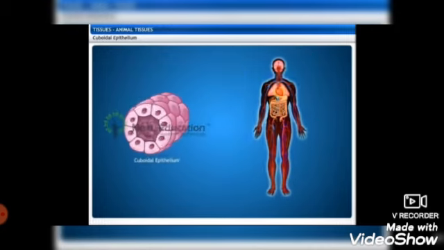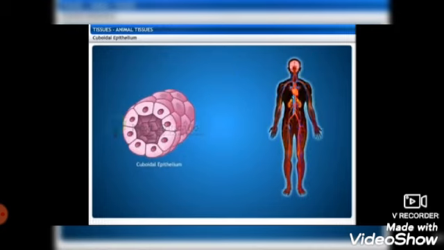These cubical cells belong to the cuboidal epithelial tissues, and this tissue is found in the lining of kidney tubules, salivary glands, and the thyroid glands, and provides mechanical support.